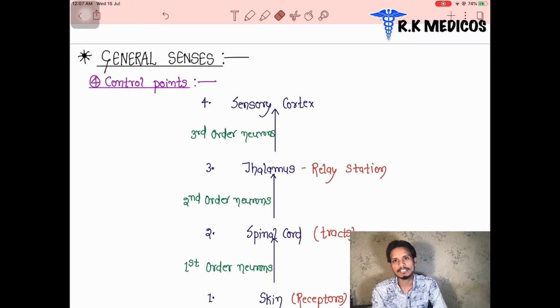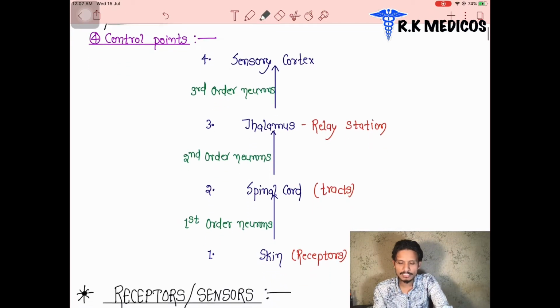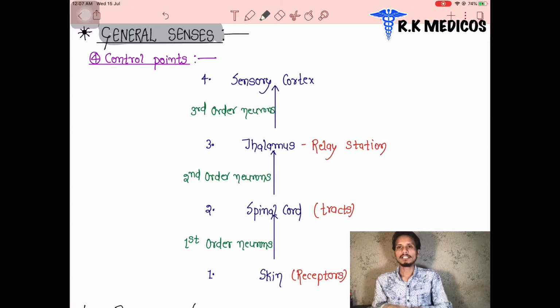They are located on the skin, and it happens in the general senses. So we are going to see here the general senses. Four main control points of the general senses are happening here. Suppose any receptor is located where? In the general senses, the receptors are located on the skin. It is true. They are located on the skin.